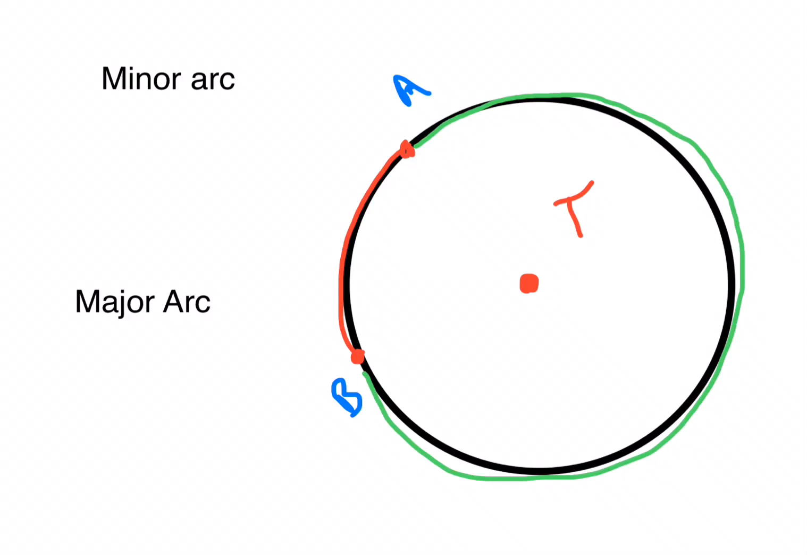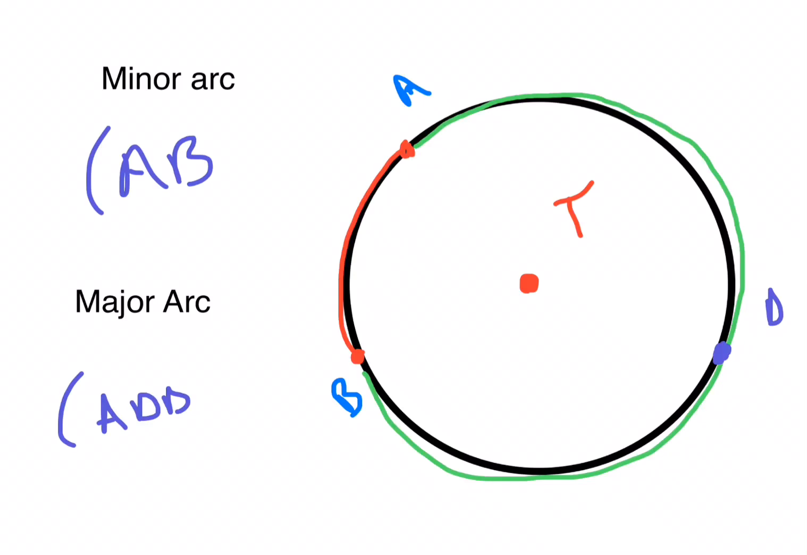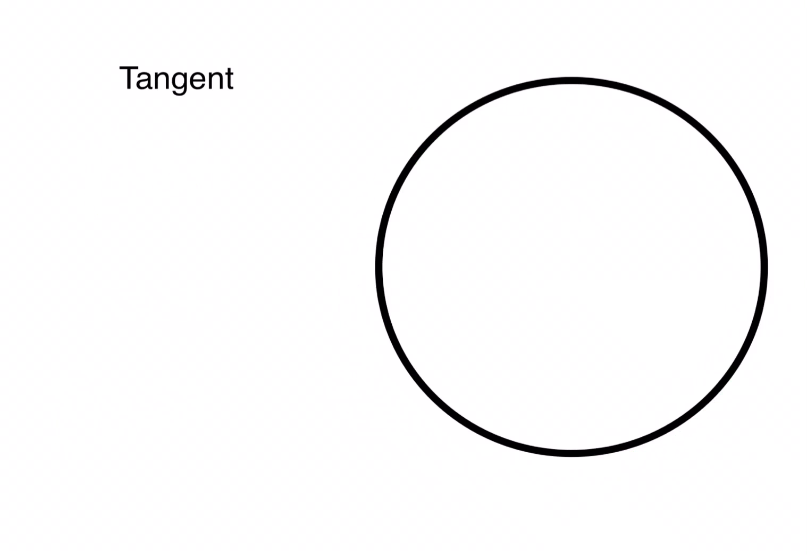Now, the way it usually will be is they'll give you another letter somewhere over here, and let's say this is D. So you would say arc ADB is your major arc, and your minor arc would just be your arc AB. Understand, this right here is your minor arc. This all the way around this way is considered your major arc.